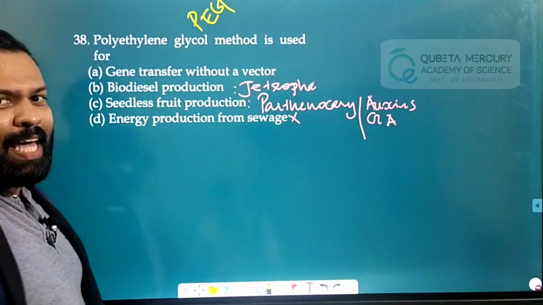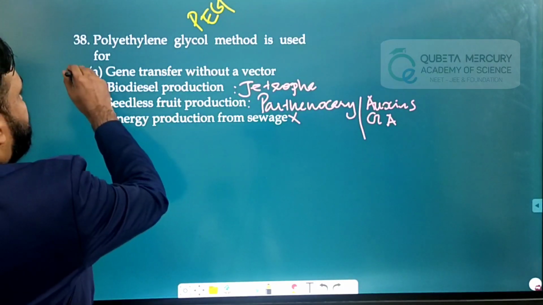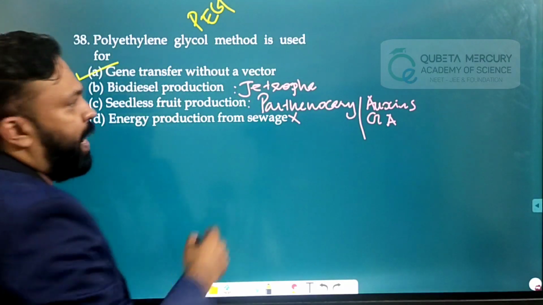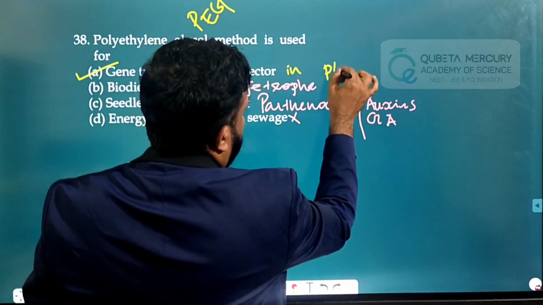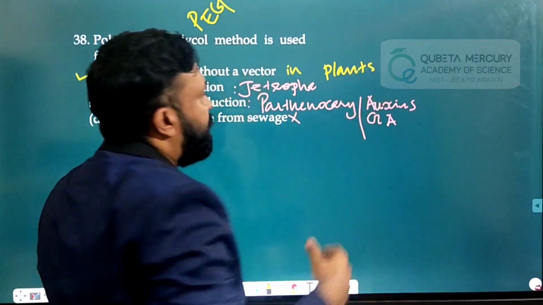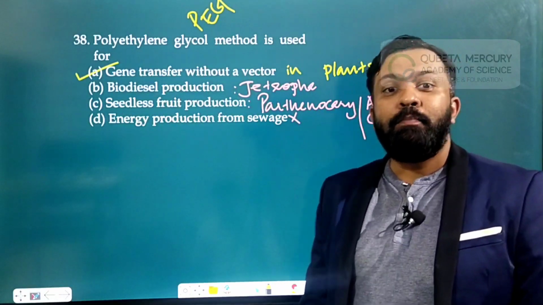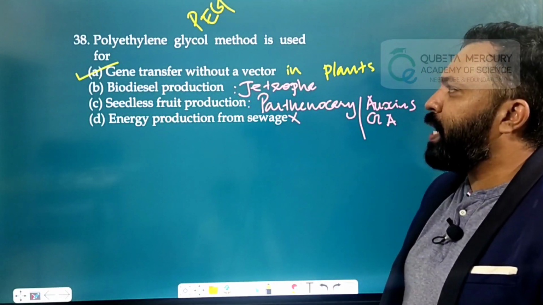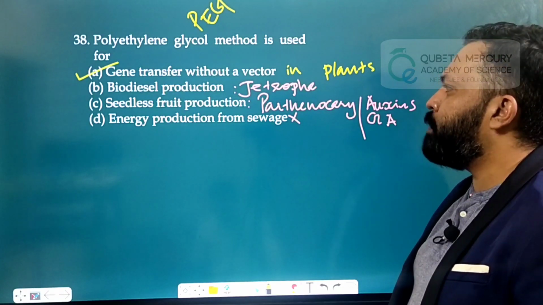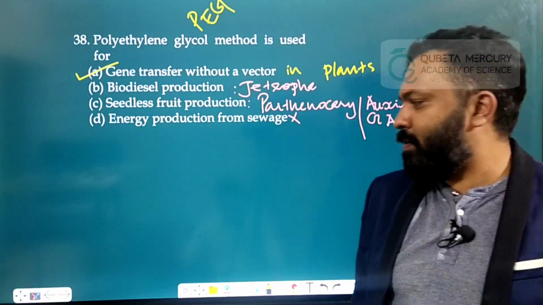And thus PEG is used for gene transfer without a vector in plant cells, right? In plant cells, the external gene can be penetrated into the plant cells using polyethylene glycol. So PEG is used for the gene transfer in plant cells without a vector. Okay.